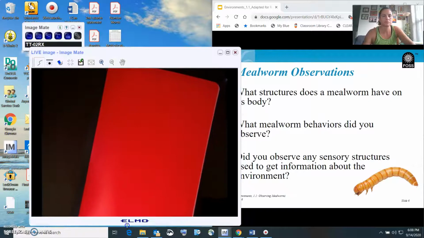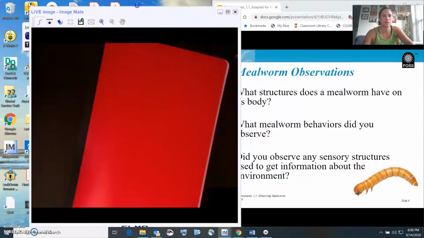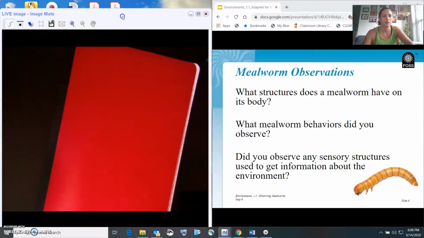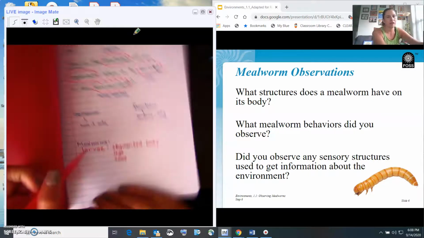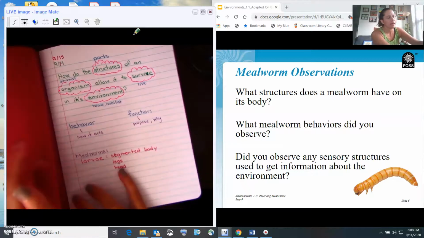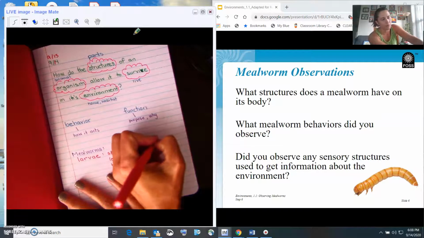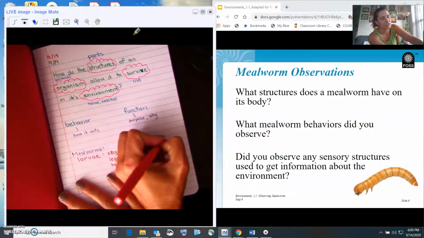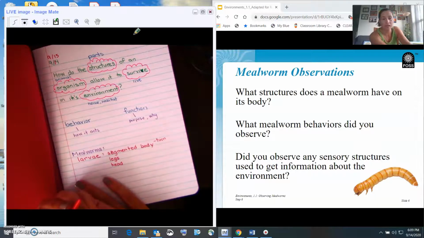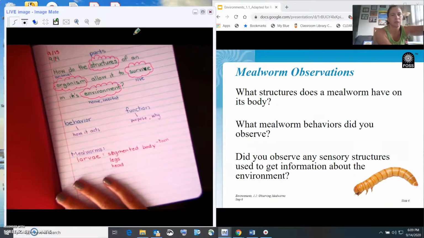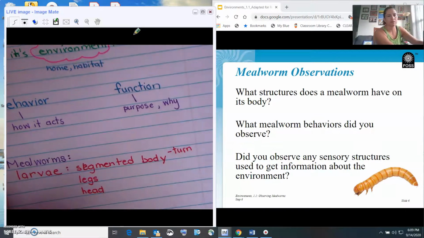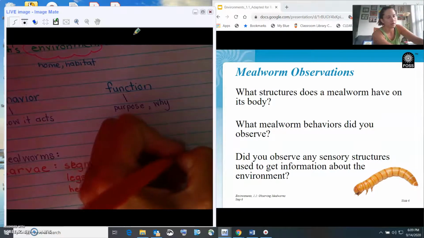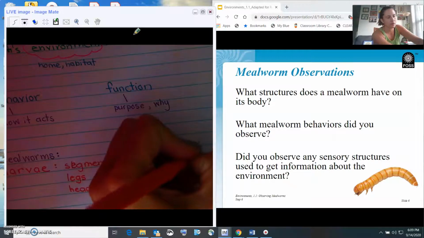Thank you for being patient. Okay, so we're just going to jot some notes down. What I had down here, I had segmented body, and that helped it turn and move. So these are not sentences. You are going to have to write sentences. Let me zoom in a little bit.